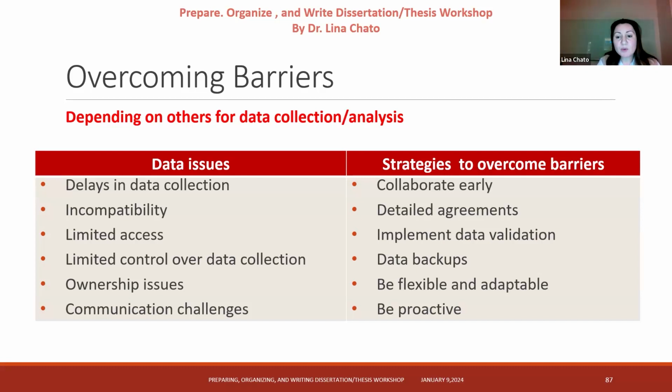So how can we overcome any problems related to collecting data? We can collaborate early. We must have a detailed agreement in the beginning. We can implement data validation first. We can see, is this the data that I am interested in? Let's say ask for 10 samples in the beginning, or see some examples before you decide on this type of data. Also, you can have a data backup and also be flexible, adaptable, and proactive.